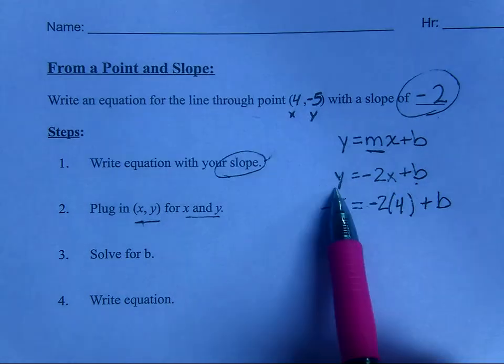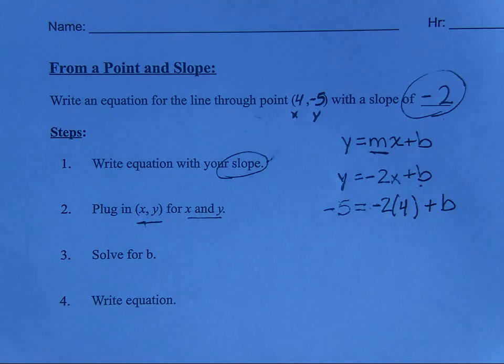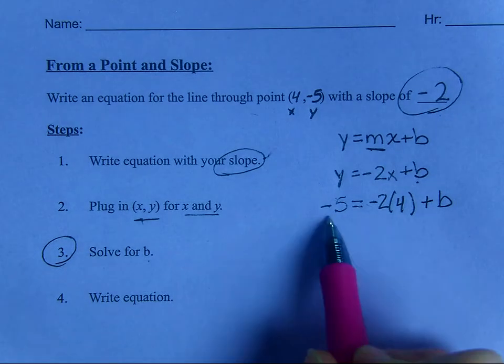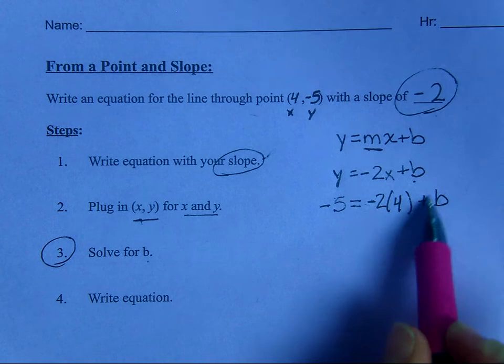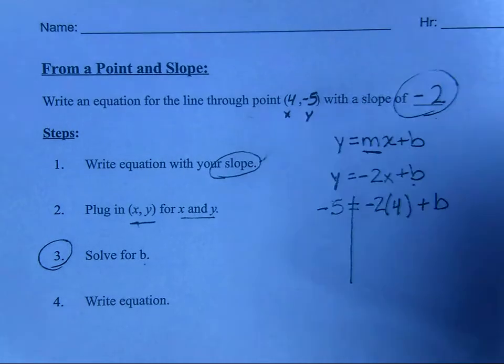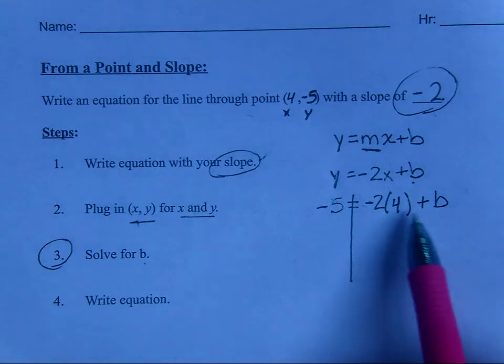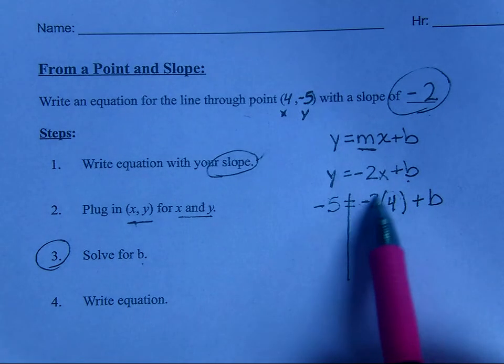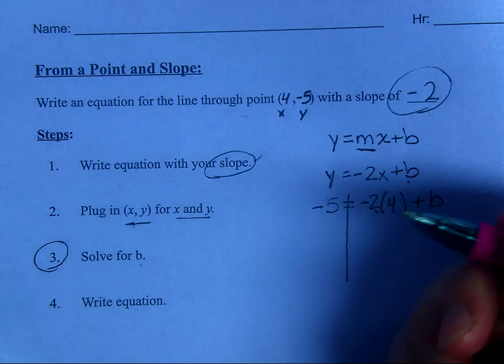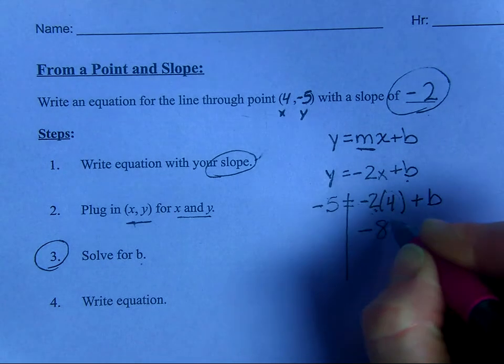So what we've done here is plug in what we know. We know the y, the m, and the x. So this is where we're going to bring our solving equation skills in. We're going to solve for b. I've got an equation here, and I've only got one variable, one thing I don't know. It's an unknown. So before I do anything else, I want to simplify this -2 times 4. This means multiply here. So that's going to make -8.